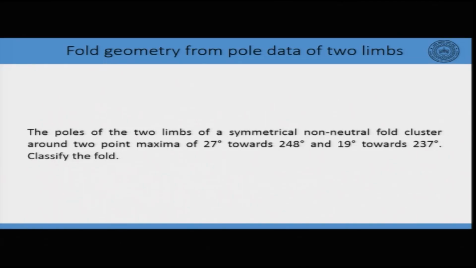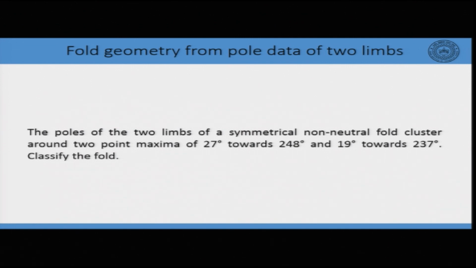Hello everyone. So, I will continue the problems on stereographic projections as Saqib has already started. The first problem that I will deal with is determining fold geometry when the pole data of two limbs are given. The pole data clusters around two maxima which is given in the problem.